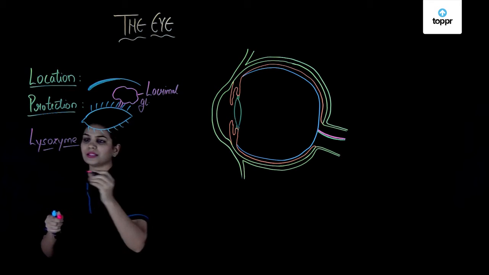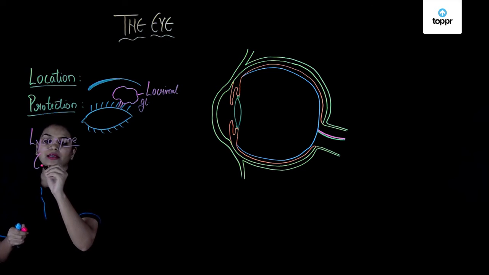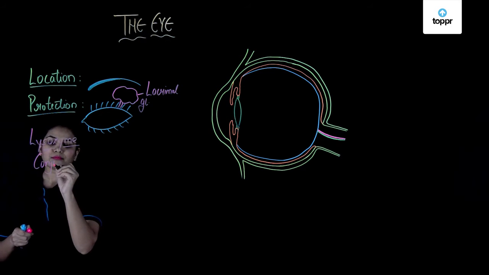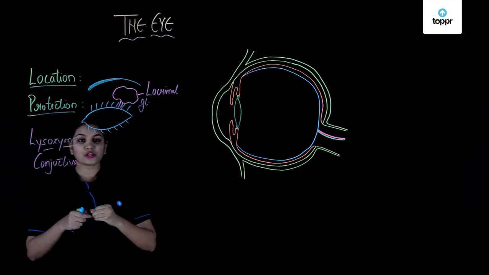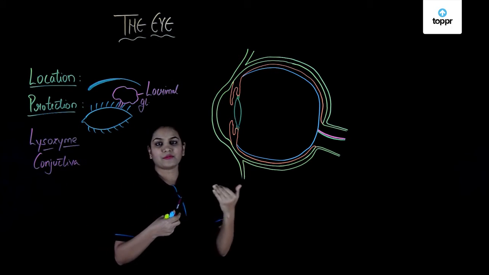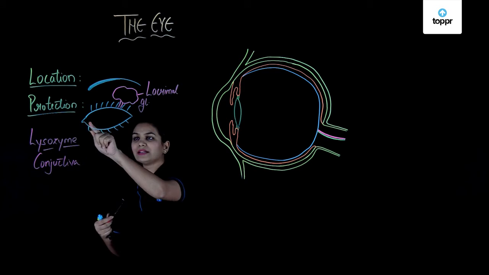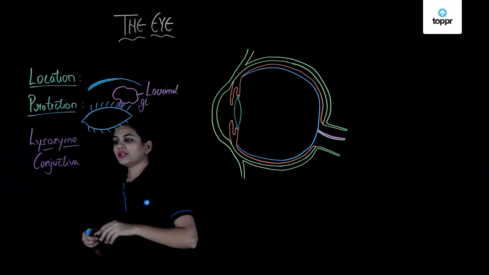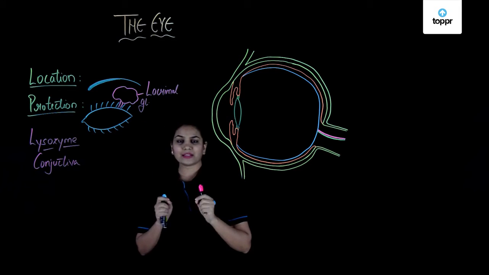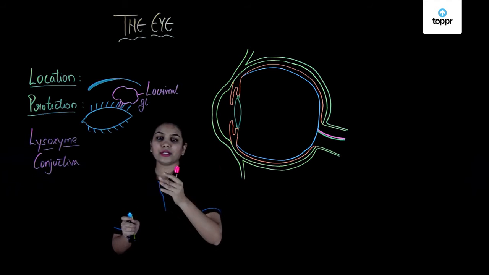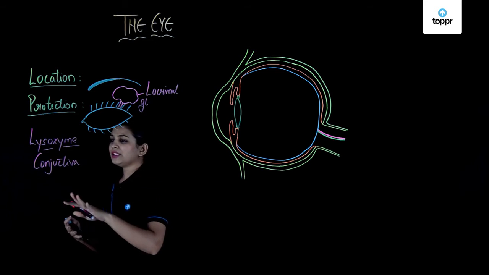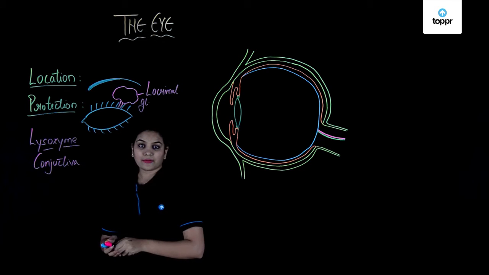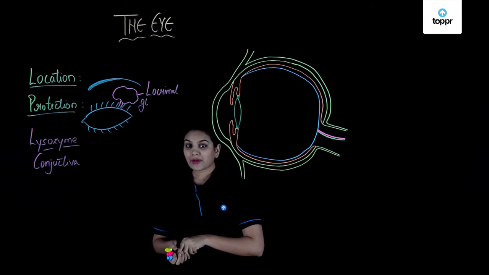The next thing that helps in protection is the conjunctiva. This conjunctiva is present over the entire surface of the eye and it continues with the inner eyelids. It's a very thin layer, and over the cornea it forms a single layer. Whenever there is any kind of infection of the conjunctiva, we call it conjunctivitis.